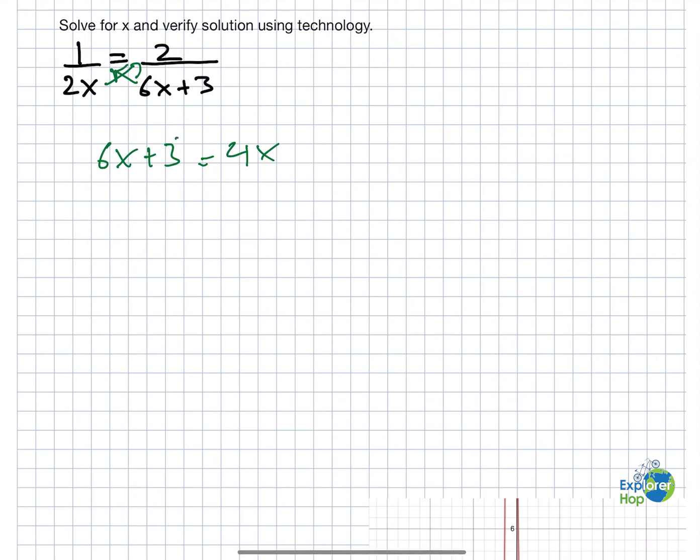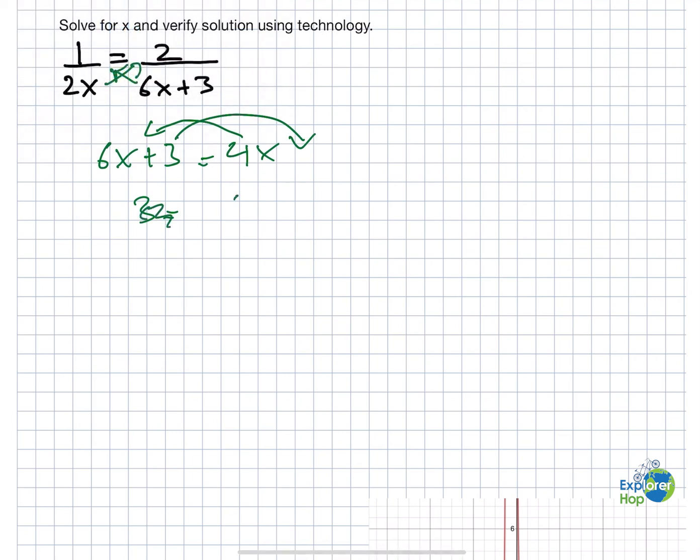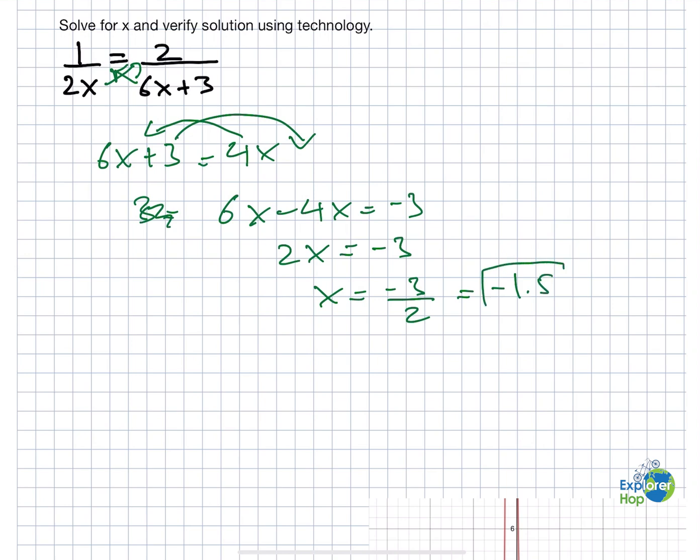Then we can take this here and bring this here, which would give us 6x minus 4x equals minus 3, which is 2x equals minus 3, x equals minus 3 over 2, which is equal to minus 1.5. So x equals minus 1.5 will be our solution.